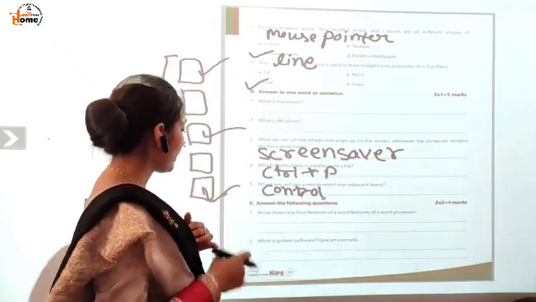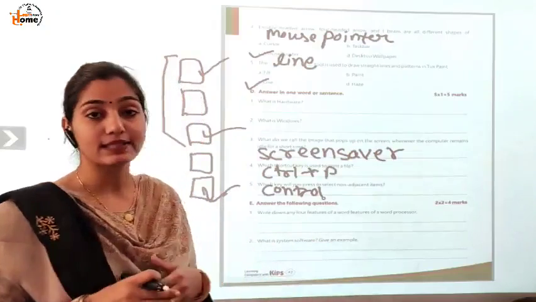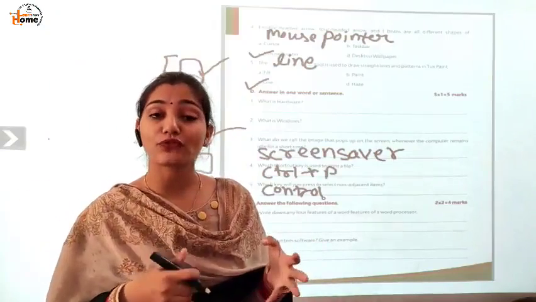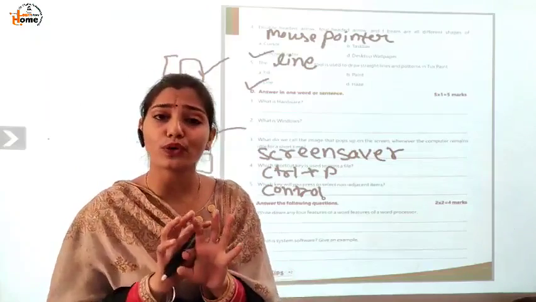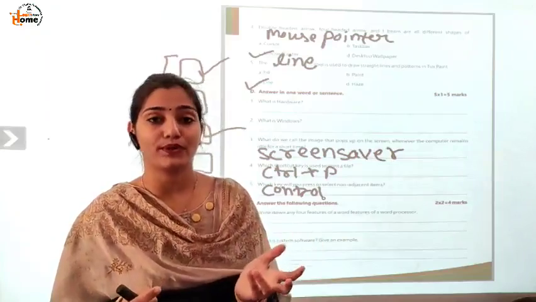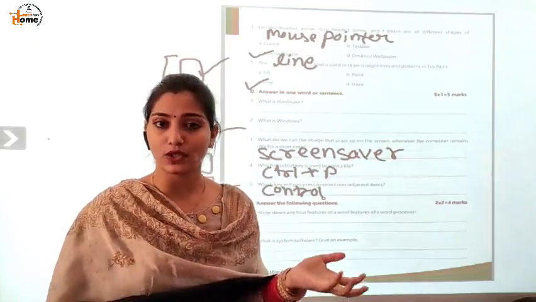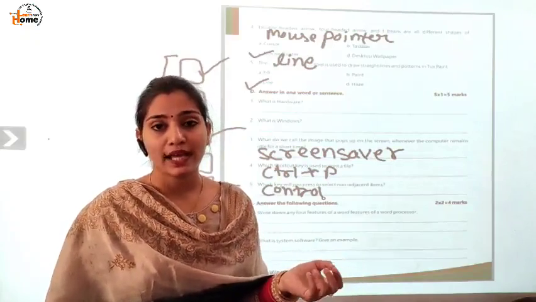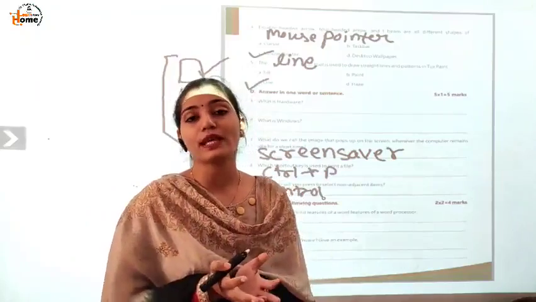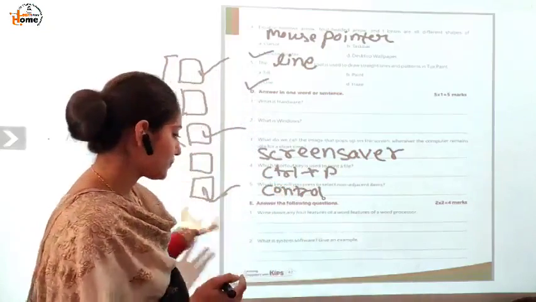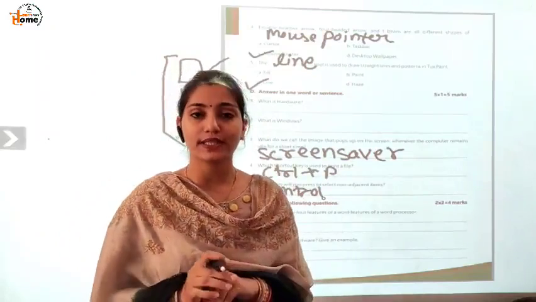Now, what is system software, and give an example. What is system software? System software is a set of programs that controls the overall working of the computer, right? What are the different system software? The operating system is also system software. So, system software controls the overall working of the computer. You have to write the answer on your own. That's all. The worksheet is completed.